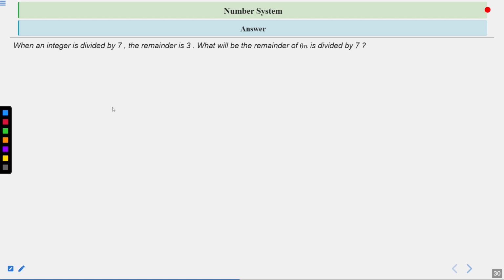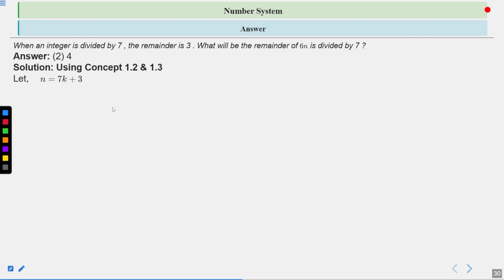So it is given that when an integer is divided by 7, the remainder is 3. What will be the remainder when 6n is divided by 7? So the correct answer of this question is the second one, which is 4. Now see the detailed solution using concept 1.2 and 1.3 in this question.